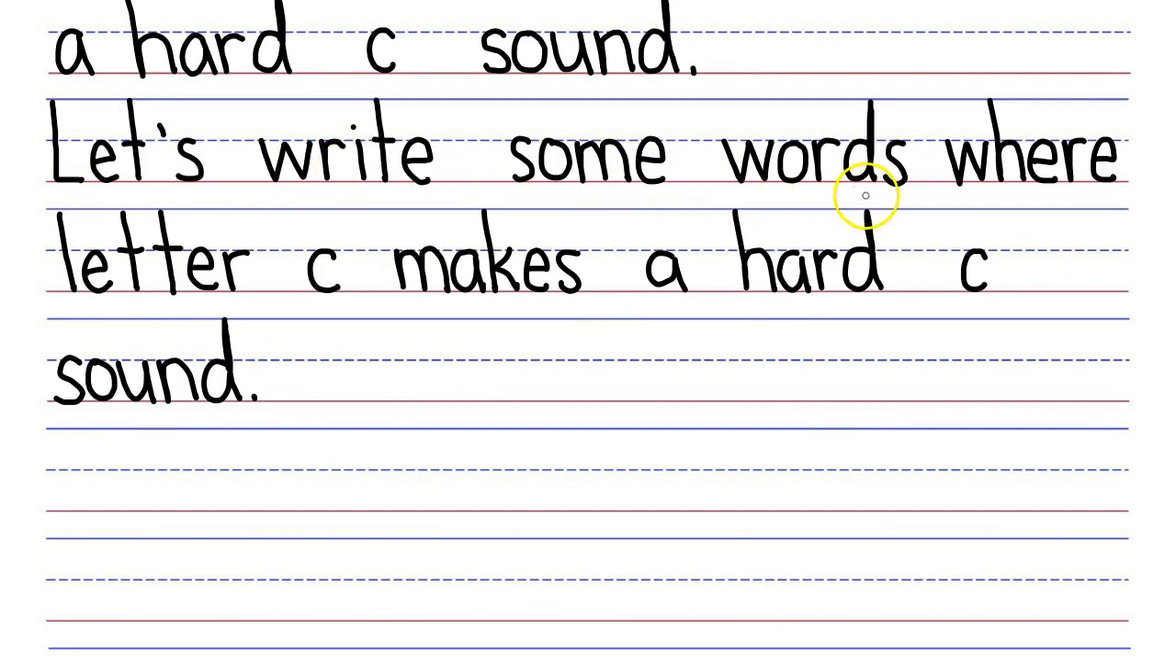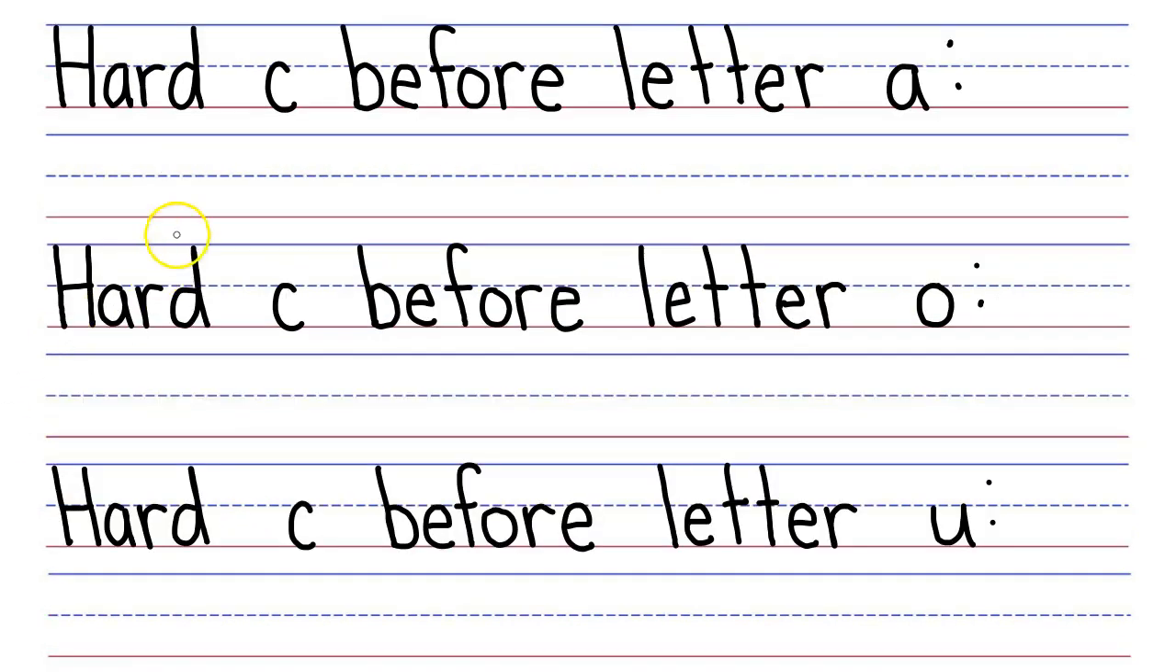Let's write some words where letter C makes a hard C sound. Starting with hard C before letter A. First word in this category is cat. We've got the C that says k because it comes before an A. This is a short A because it comes before a consonant, so it's in a closed syllable. It makes a short A sound, a. K, at, cat.